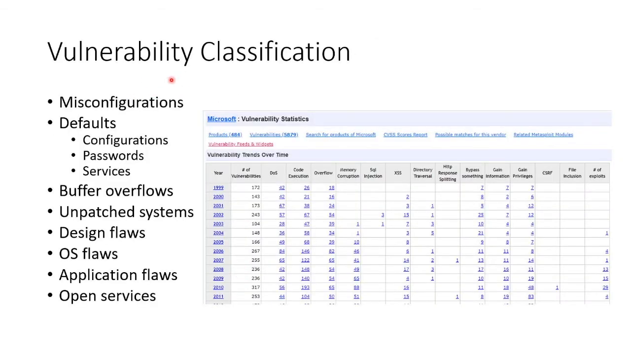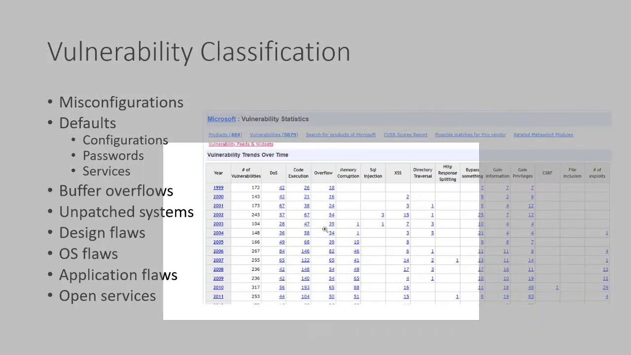Now, what does it mean to classify vulnerabilities? There are categories of vulnerabilities. Some categories could be misconfigurations or defaults that were never changed, potential for buffer overflows, unpatched systems, flat-out design flaws, OS flaws, application flaws, open services. Let me show you what CVE Details does.